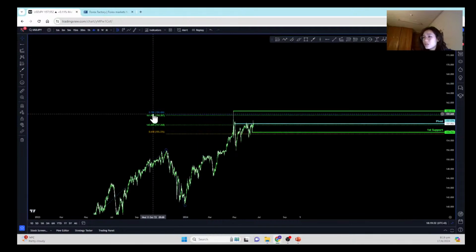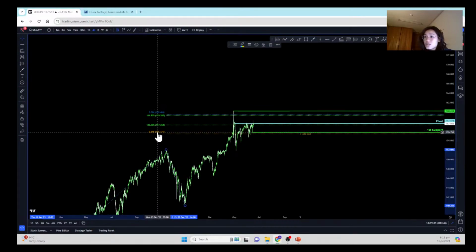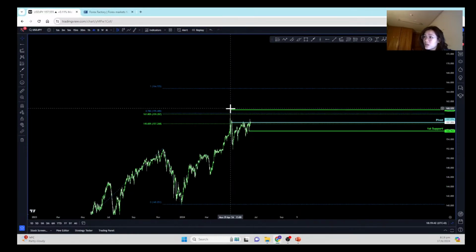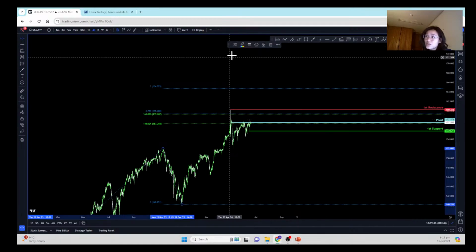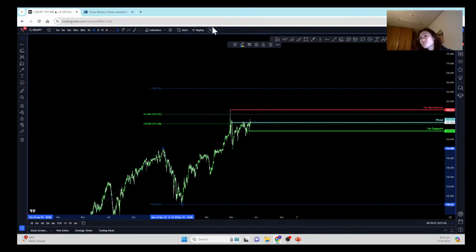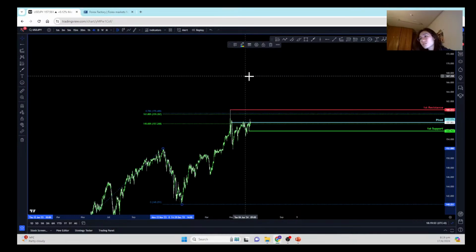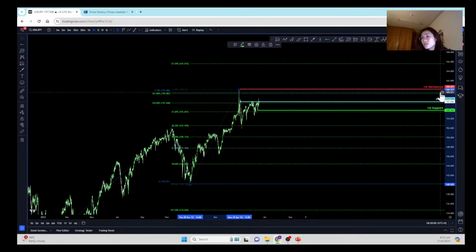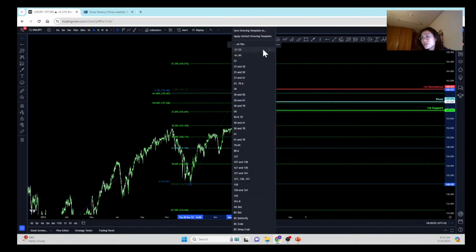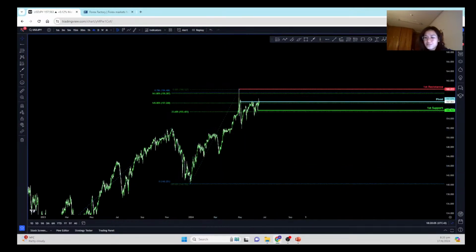Okay, my 78.6. So 61.8 is in line with the first support, but it's already been broken out of, so I'm not gonna use that. Instead, I have this plus resistance that's in line with the 78.6. Okay, and I'm going in with a retracement. 23.6 lines up with my first support.